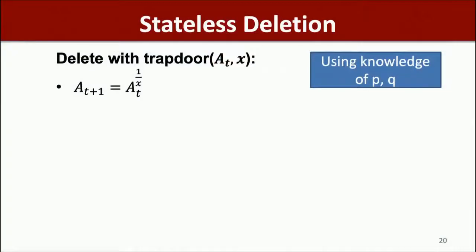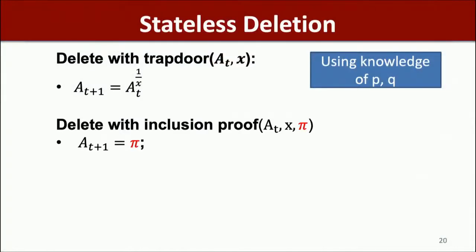So how do I delete when I don't have this trapdoor anymore? With a trapdoor, right, using the knowledge of p and q, I can take roots. But how do I delete if I don't have this trapdoor? Well, let's think about when I want to delete. I want to delete a coin, for example, from my UTXO set whenever it's being spent. But when it's being spent, that is exactly the time when, before it's being spent, I need to receive an inclusion proof. So I only really have to delete when there's an inclusion proof.